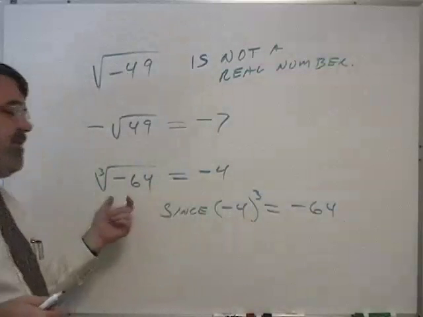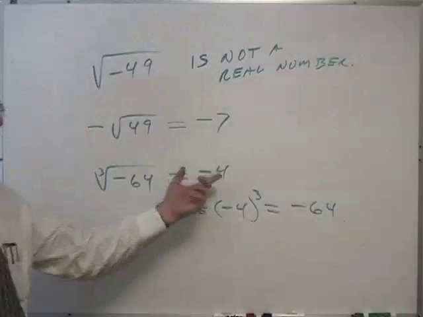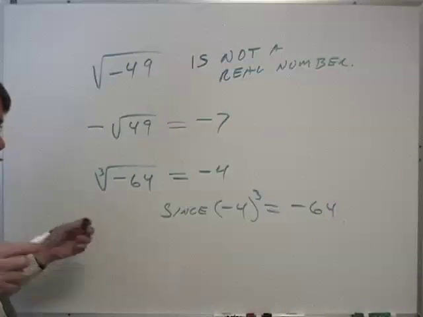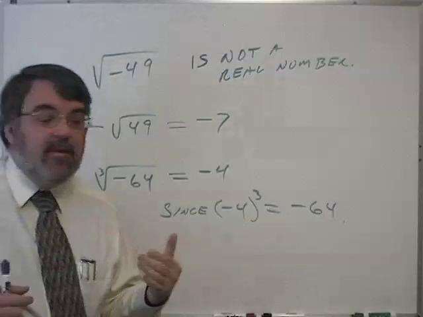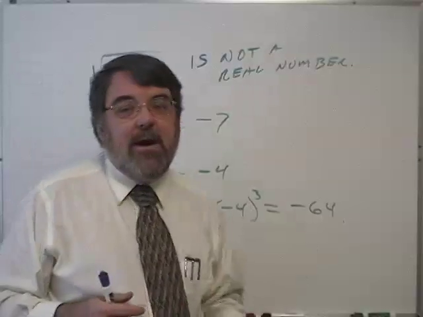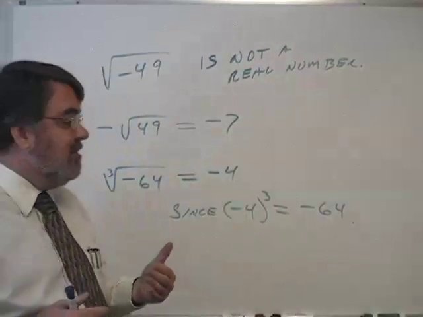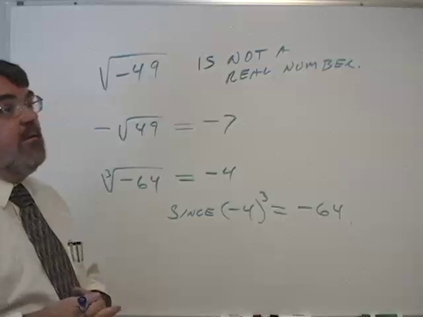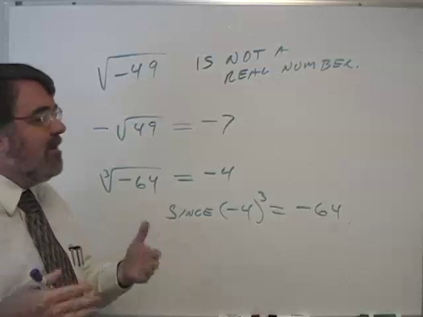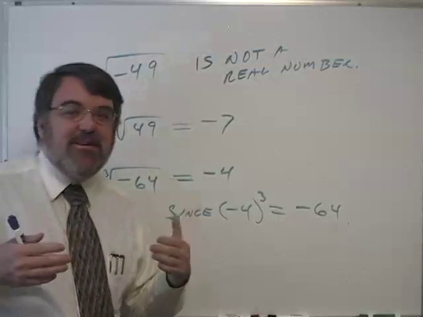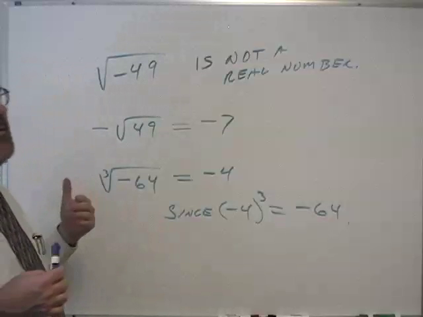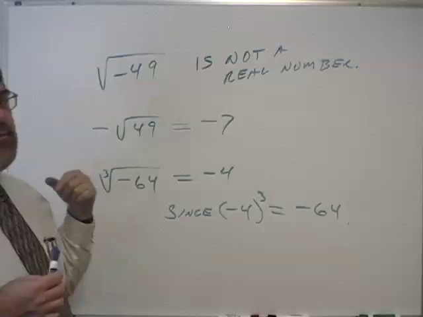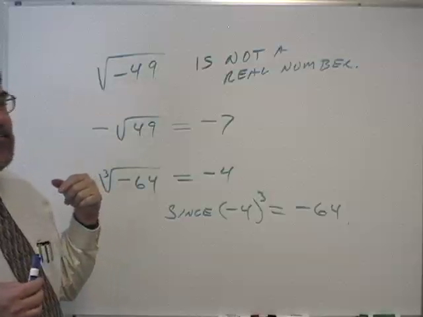So this number does exist in our real number system. The difference is that its index is an odd number, and negatives raised to odd powers are negatives. So the bottom line here is that you do not get a real number when you take an even root of a negative.